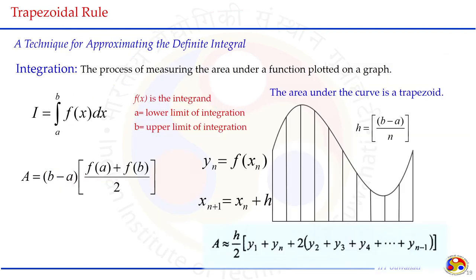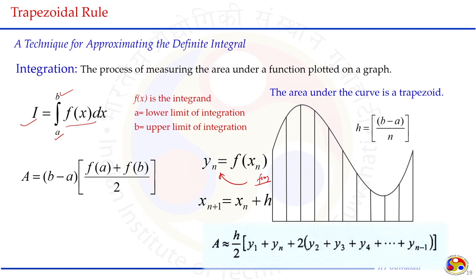For integration, the trapezoidal rule is considered one of the simplest methods for integrating a function. It is a technique for approximating the definite integral. You can use any integral approach, but I'm going to explain one method, the trapezoidal rule, as part of the course. Integration is the process of measuring the area under a function plotted on a graph. So we want to calculate the area under this curve. I is equal to the integral from a to b of f(x), and we can relate f(x) to y.